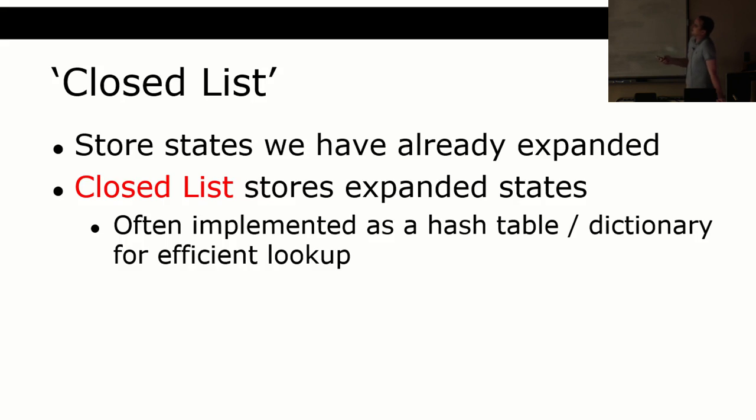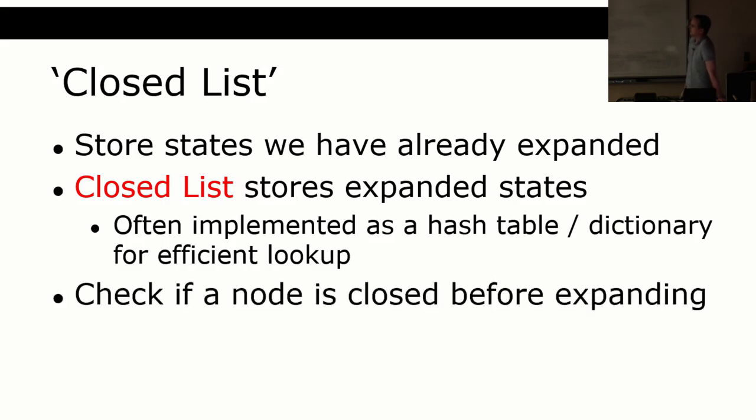It is often implemented as a hash table or a dictionary for efficient lookup, but we could just have a vector of all the possible things that we've seen. And so what we're going to do is just check to see if the state of a node is in the closed list before expanding it.